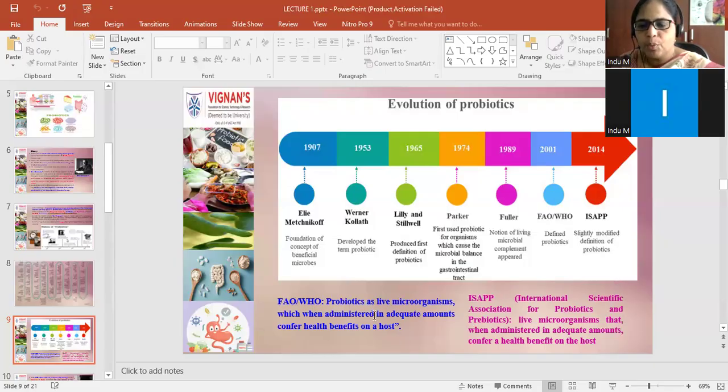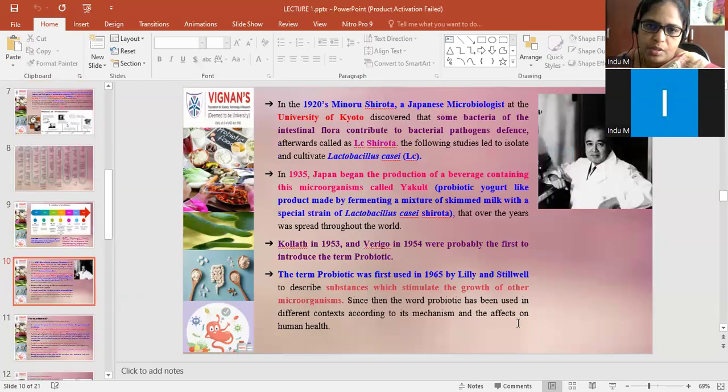According to WHO, probiotics are live microorganisms which, when administered in adequate amounts, confer health benefits on a host. Whereas the International Scientific Association for Probiotics and Prebiotics modified this definition and provided it as live microorganisms that, when administered in adequate amounts, confer a health benefit on the host.